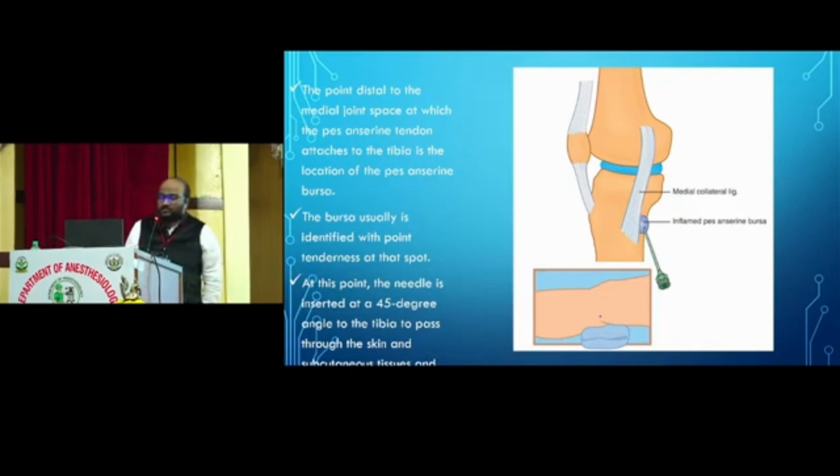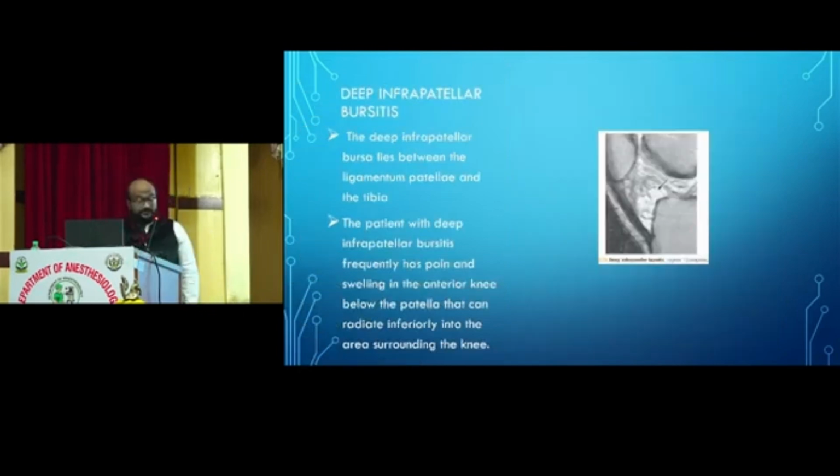The point distal to the medial joint space at which the pes anserine tendon attaches to the tibia is the location of the bursa. It is usually identified with point tenderness at that spot. This is what I was talking about in the examination part. Same, the needle is inserted at a 45-degree angle through the skin and the subcutaneous tissues. Next is the last one, the deep infrapatellar bursa. It lies between the ligamentum patellae and the tibia. Patients with this have pain in the anterior knee below the patella that can radiate inferiorly into the area surrounding the knee.